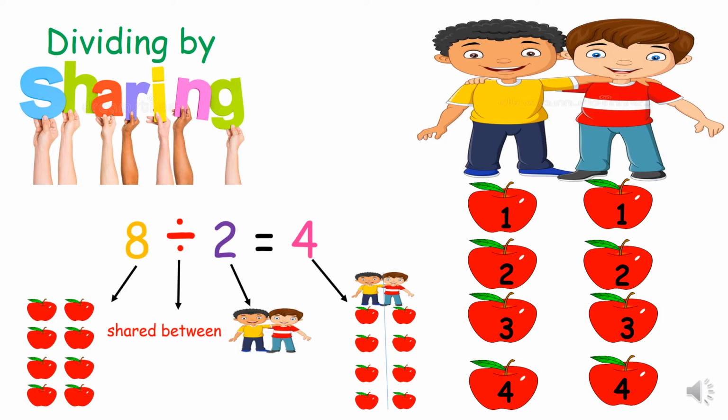And when we share out our amounts, we're then able to write our division number sentence. Here we've got 8 divided by 2 equals 4. And the dividing symbol there means shared between. So we had 8 apples, we shared them between 2 boys, they each got 4. Remember, when we're dividing, we use the largest number at the beginning of our number sentence.